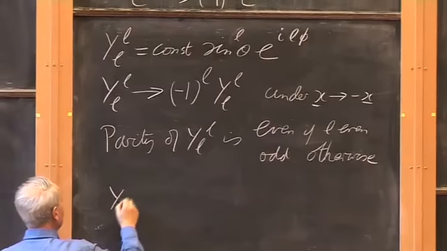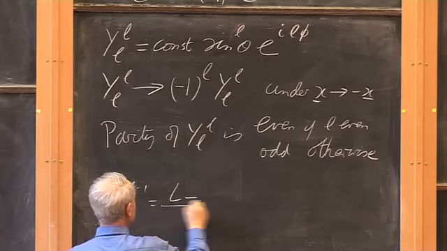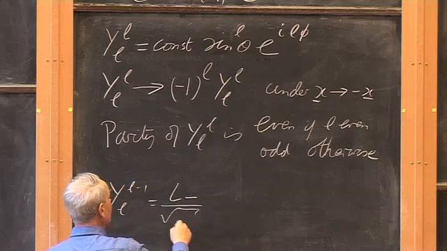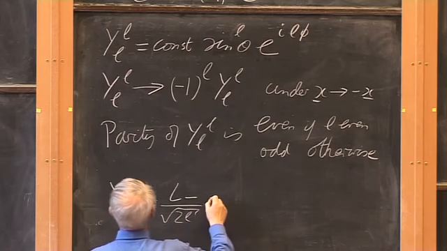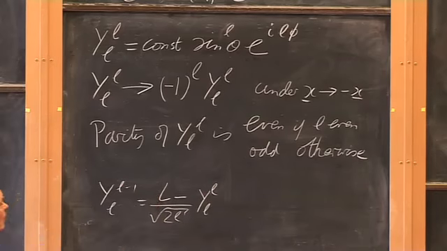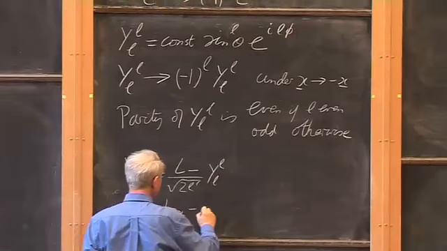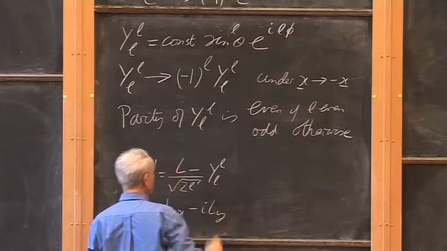that Y_{L-1} is L minus over some square root that's really boring. Well, it turned out to be 2L, so we may as well put it in, times Y_LL. And what about this? What's L minus? L minus is Lx minus iLy.